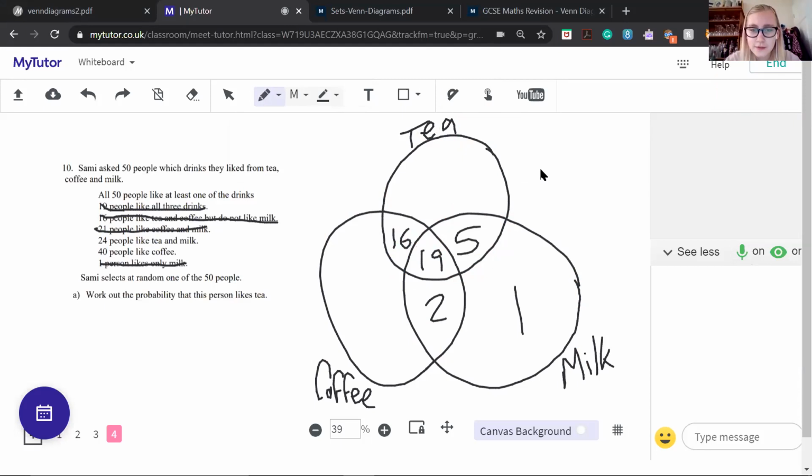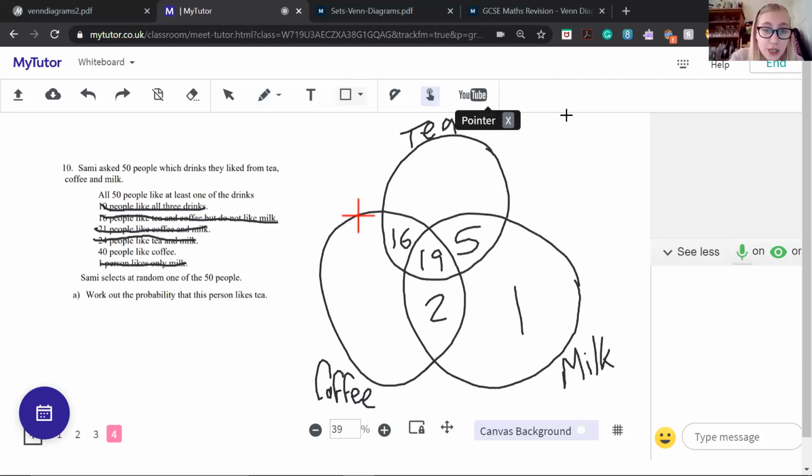I hope this is making sense. So we've used that one. And now we can use this one. 40 people like coffee. So again, now we kind of ignore the tea and the milk circles. We're just thinking about the coffee circle now.